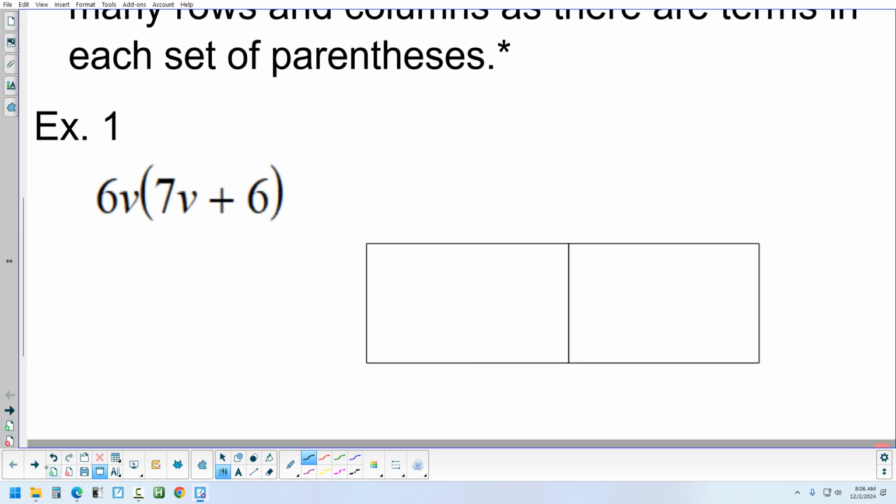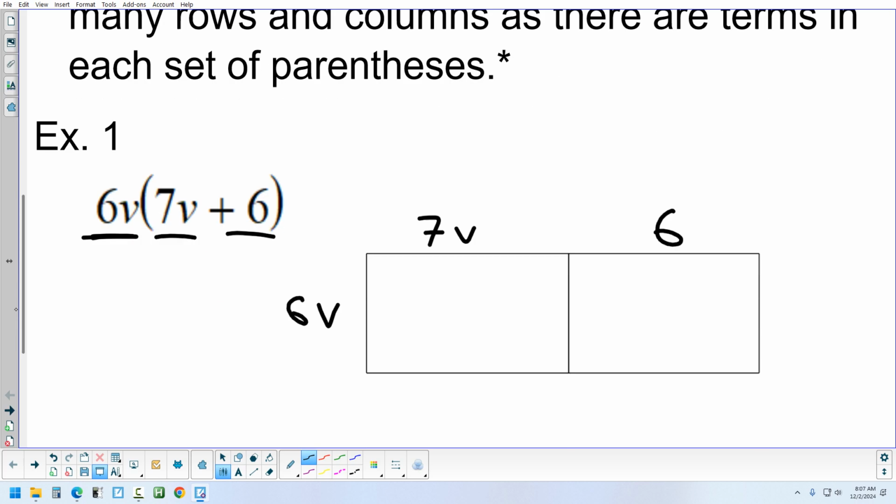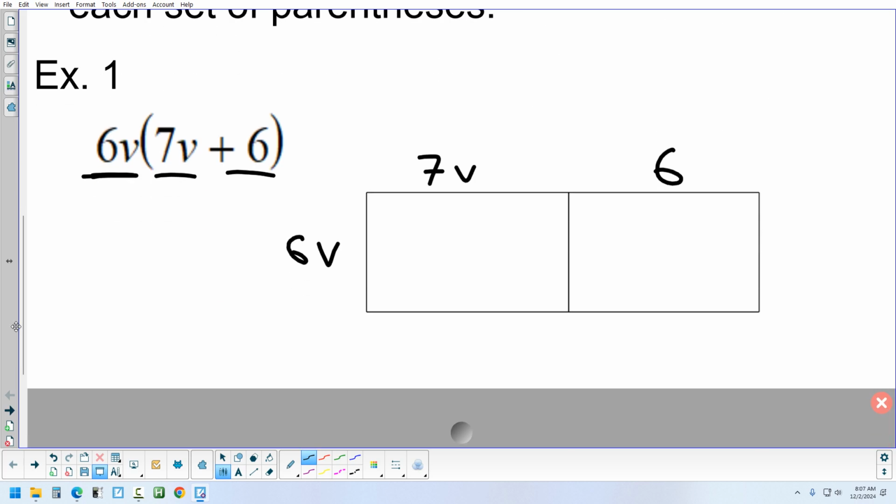Okay, so the first one we're going to look at, it's only going to have two steps. We've got one term, and we've got two terms, 1 and 2. That means when you set up your box, you need one row, 2 columns. We're going to start by putting the 6v on that row, and then the 7v and the 6, those are going to go across the top. And what's going to go in each box is what you get when you multiply together.